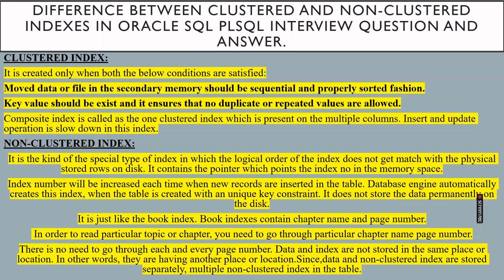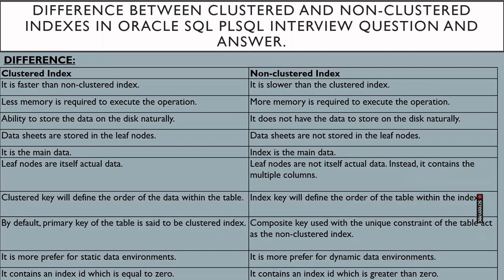It is just like a book index. A book index contains chapter names and page numbers. In order to read a particular topic or chapter, you go to the chapter name and page number; there is no need to go through each and every page. Data and index are not stored in the same place or location; they are in another place. Since data and non-clustered index are stored separately, there can be multiple non-clustered indexes in the table.